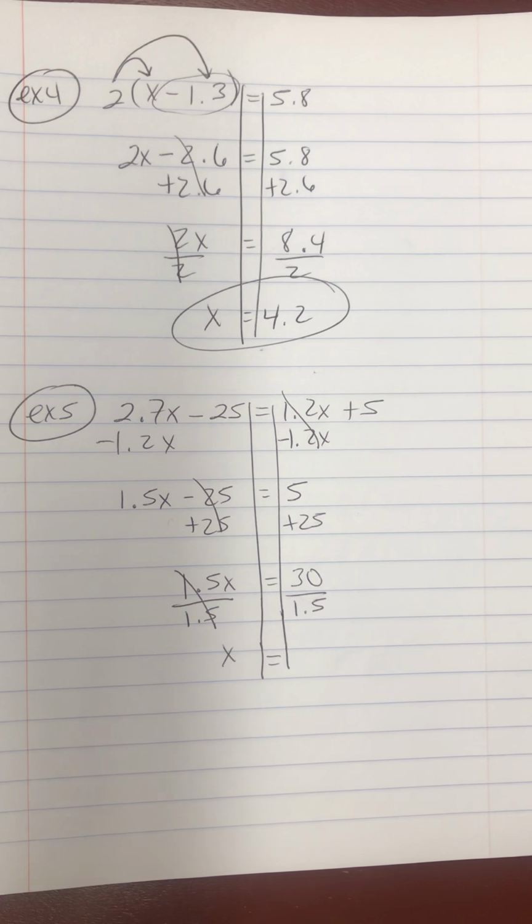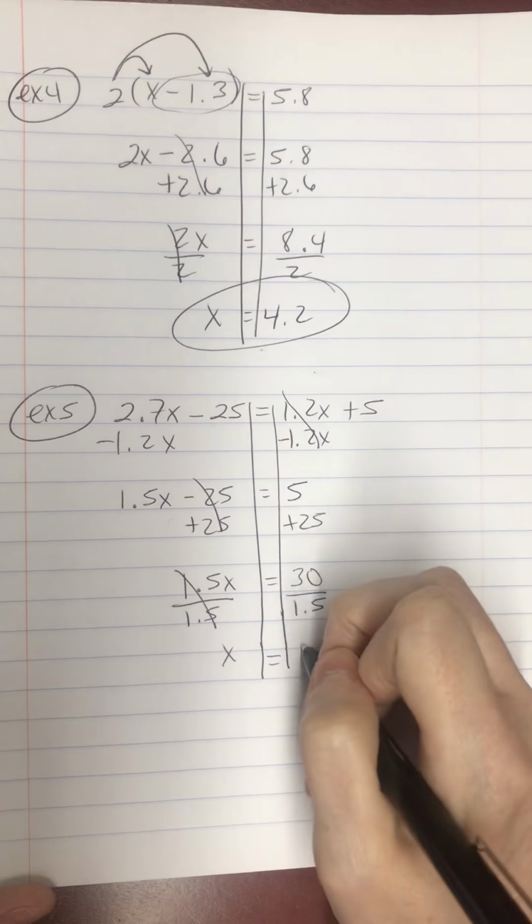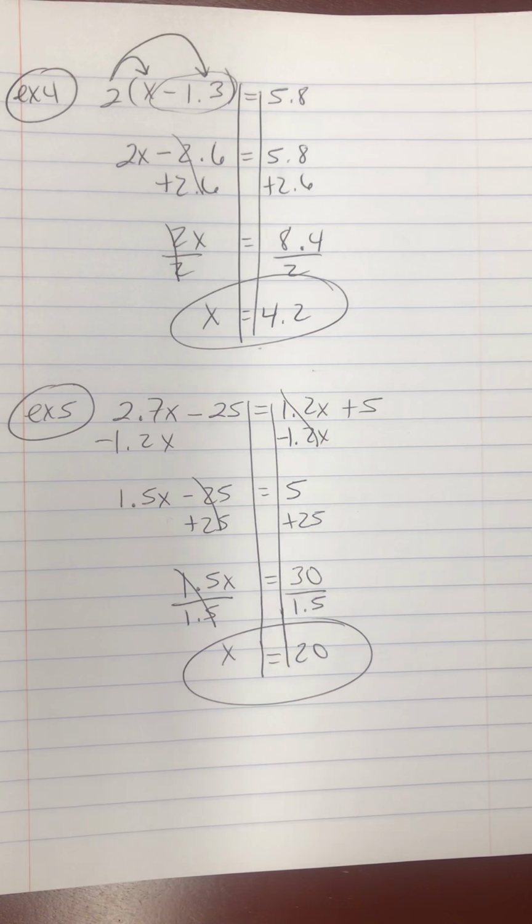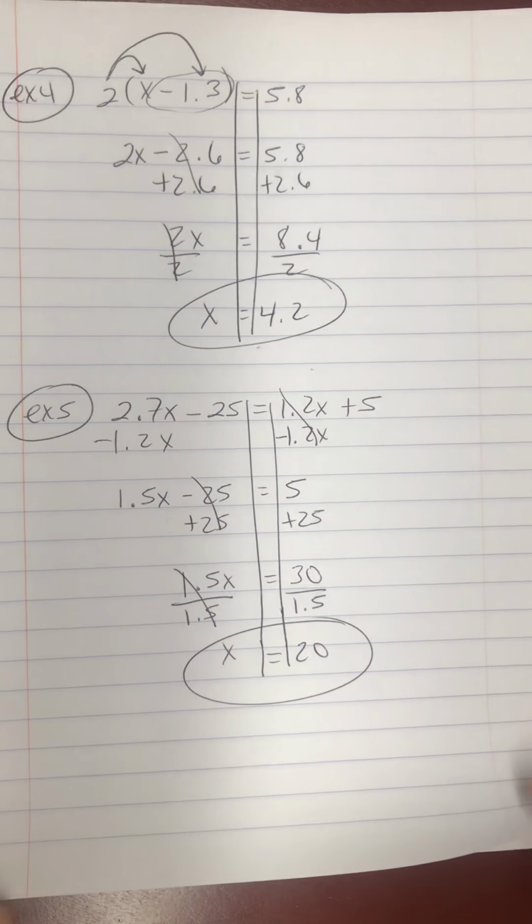30 divided by 1.5 is 20. Okay, good. So your final answer is 20. X equals 20. Great. Okay, we are getting there, guys. We only have to do example 6 and then one more example of something different, and we are done.